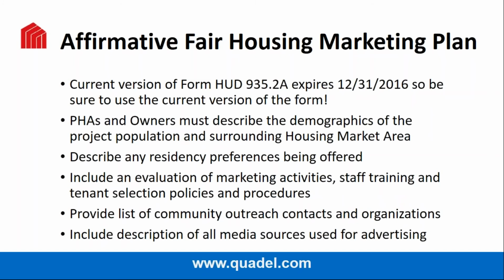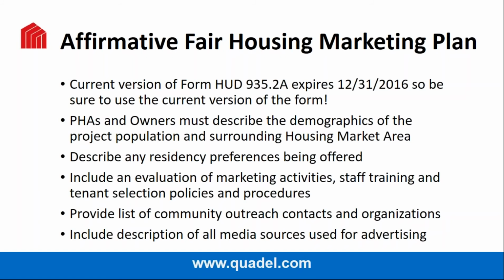The current version of the Affirmative Fair Housing Marketing Plan 935-2A expires December 31st, 2016. Again, keep that in mind and be sure to use the current version of the form in your submission to HUD. Otherwise, HUD or the Office of FHEO may kick it back or reject it, and that will delay your approval process. The current version of the plan is available for download on HUD Clips or HUD.gov, and again can be found through a simple online Google search. In the event any of you need a current version of this form, feel free to email me after today's webinar, and I'll be more than happy to provide that to you.